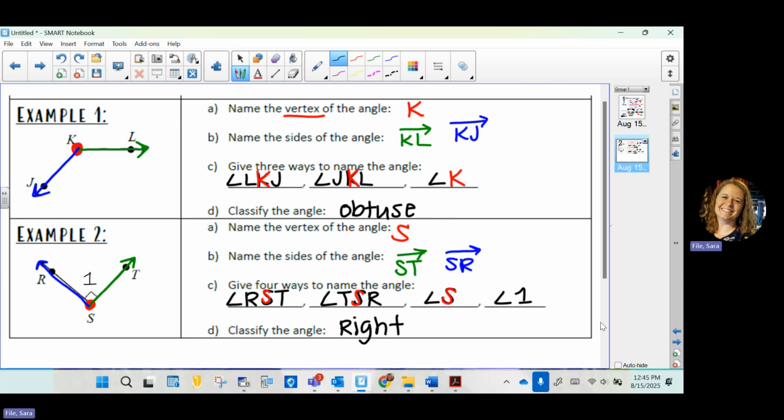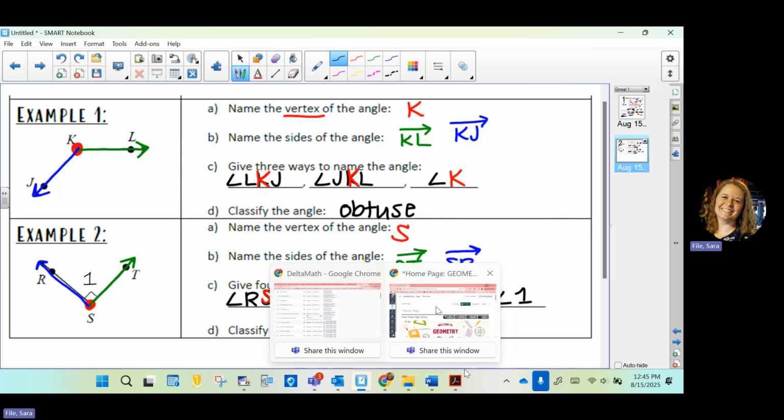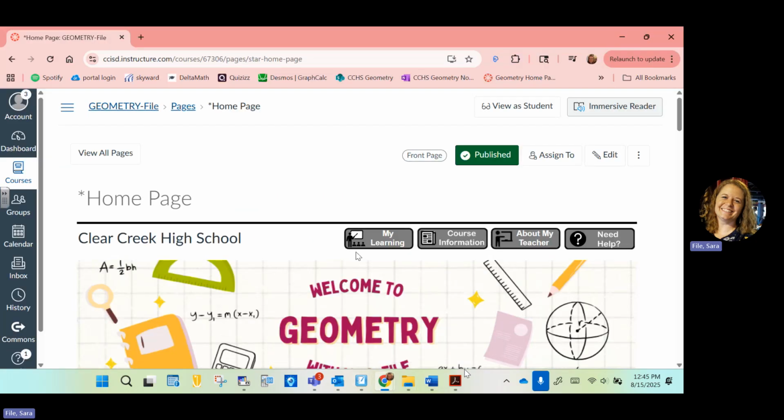All right, question? Pretty straightforward? Yes. Okay, now what I want you to do, you're going to go to your Canvas page. So you need to get your laptops out. Laptops out.